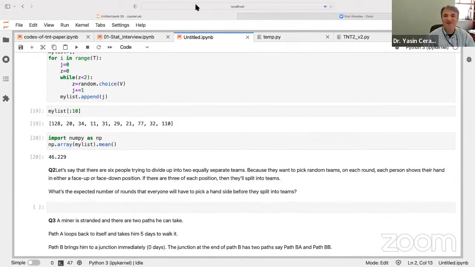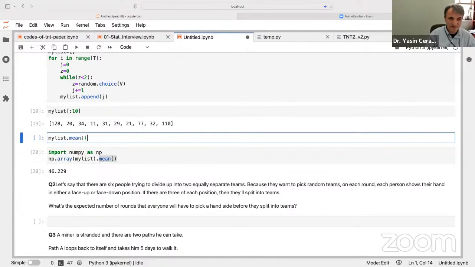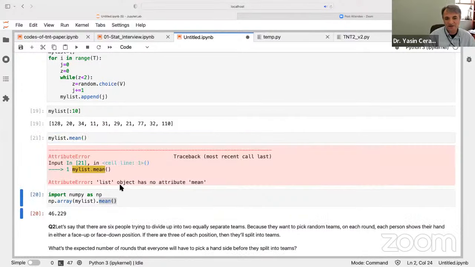What is the purpose of changing my list into a NumPy array? I just wanted to take the mean. That's the whole thing. There are different ways of taking the mean of a list, but I find this the simplest one. I know that my list is composed of numbers. I turned my list into an array and then used the mean function of the array. If you don't do this, it's not going to work. List doesn't have a mean function. List object has no attribute mean.